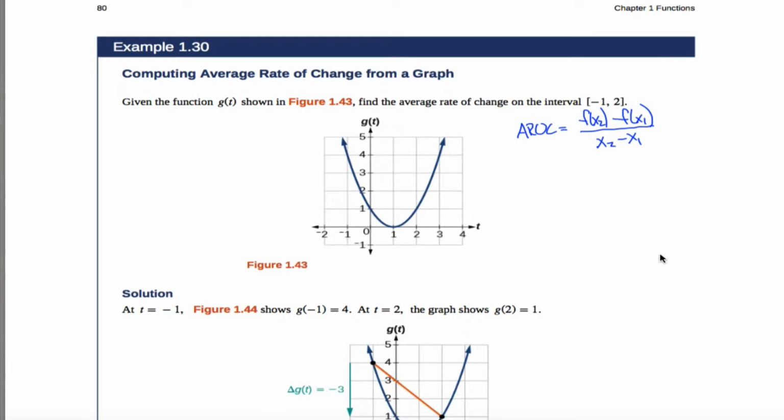All right, here's example 1.30 from OpenStax PreCalculus. More average rate of change. The only difference is this time the way the function is represented is not with a table like it was in the previous example. It's with the graph. But the same principles still apply.